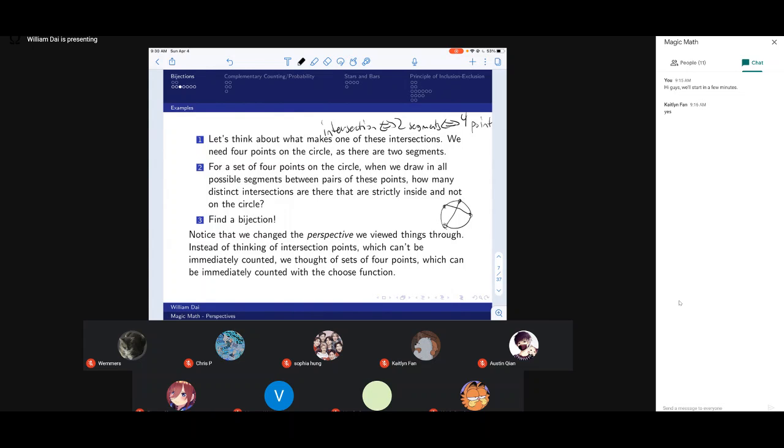And notice that when we determine four endpoints, the only possible pairing of these 4 endpoints into segments that gives an intersection is this one, obviously, because this or this, they don't intersect inside the circle. So indeed, determining 4 points and not specifically the pairing still gives a bijection.